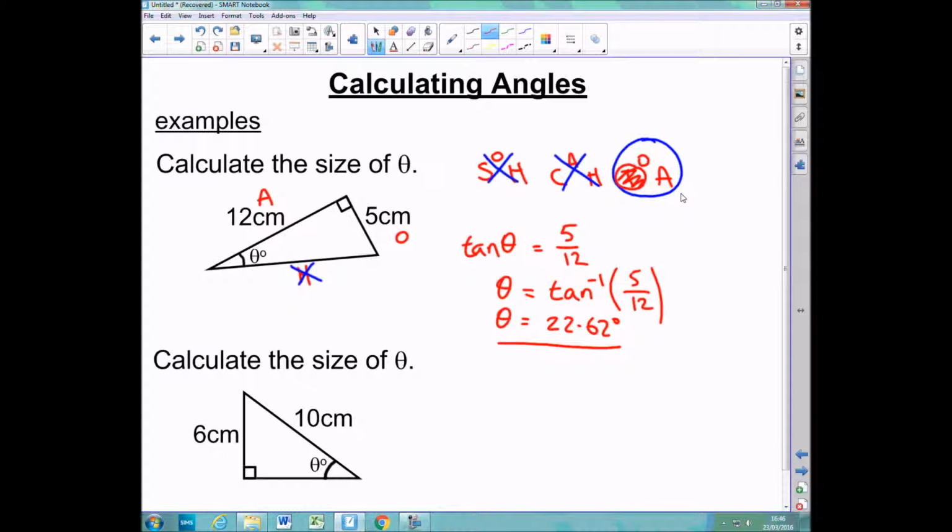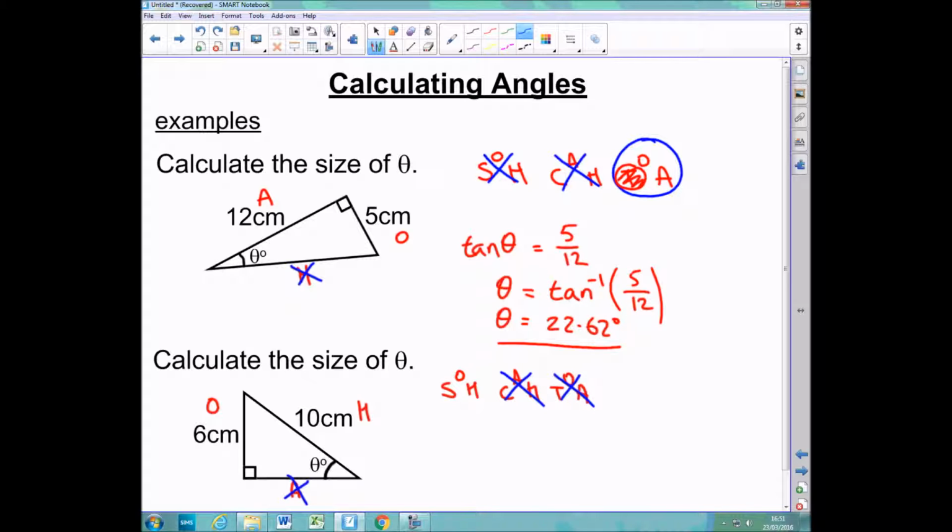Okay, so I'm going to run through one more example before I give you a couple of questions to have a go at. So again, this one down the bottom, I want to calculate the size of the angle theta. So I'm going to start off by labeling all of my sides. I've got my opposite, my hypotenuse, and my adjacent sitting down the bottom here. Going to write my SOHCAHTOA out again and identify that A, my adjacent, is the thing I'm not interested in here. So I'm going to cross off all of the functions that don't involve A.